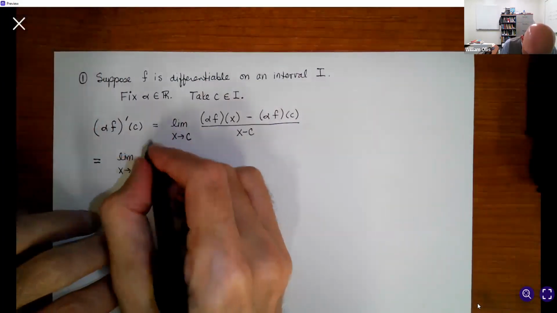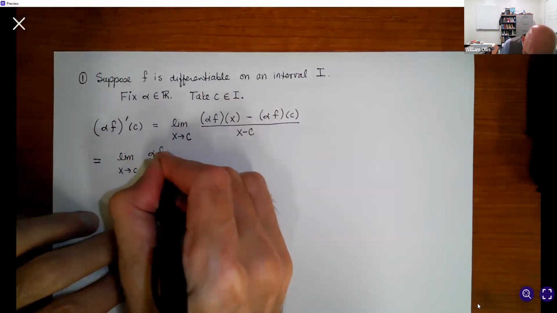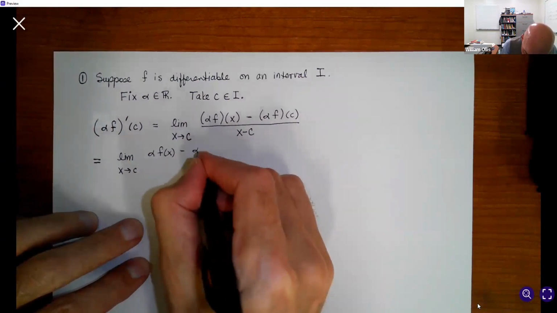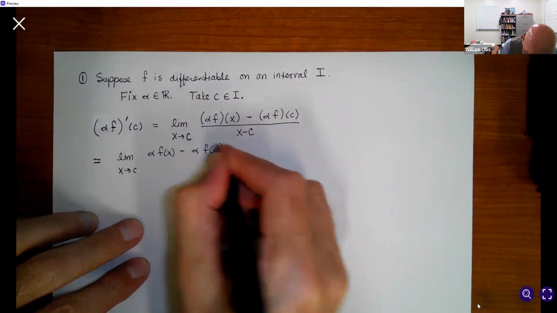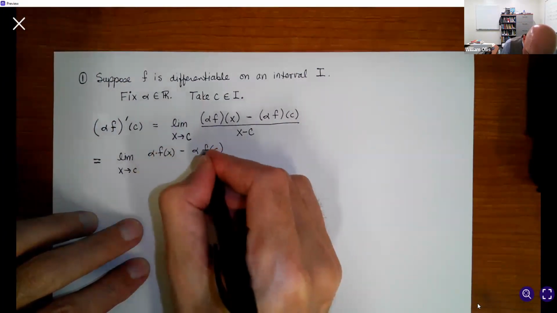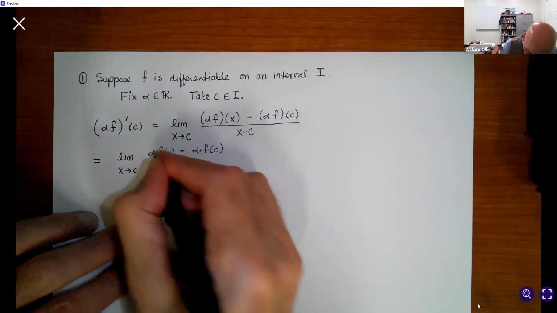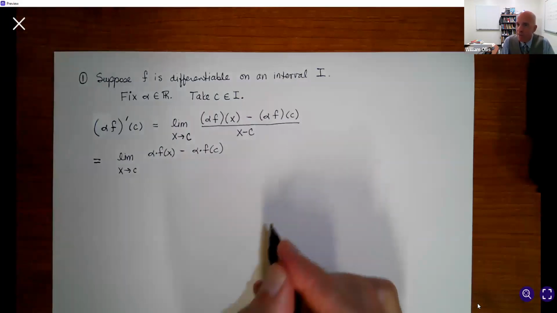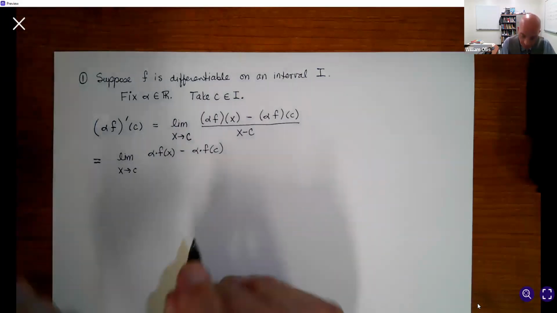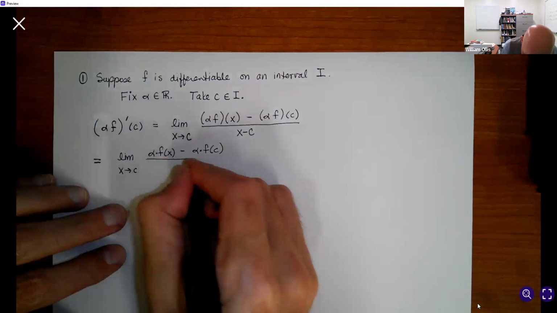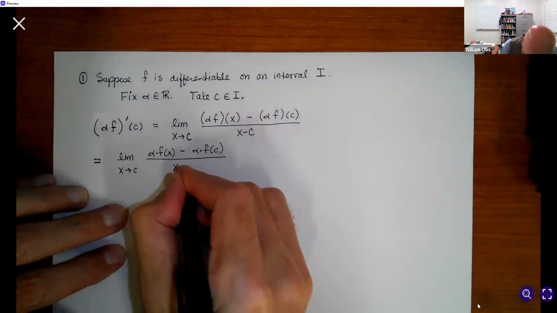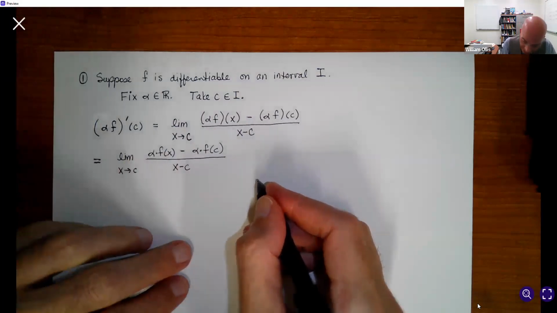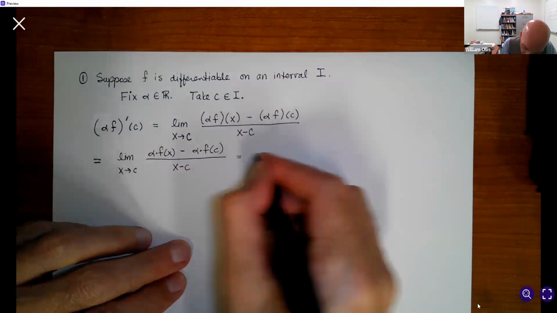So now this is alpha times f of x. That's the definition. Minus alpha times f of c. So if you want to put a little dot there just to say multiplication, just to emphasize that idea, that's the definition of a constant multiple of a function. And then, of course, downstairs we have x minus c. But now note, the alpha multiplies both of these terms, and so it can be factored because we're taking a limit. So let's factor this.